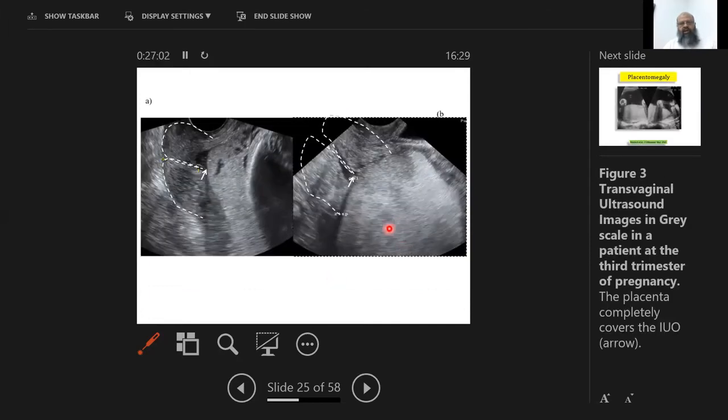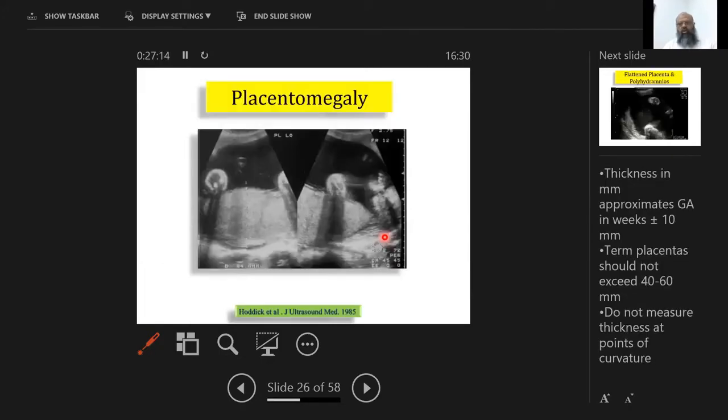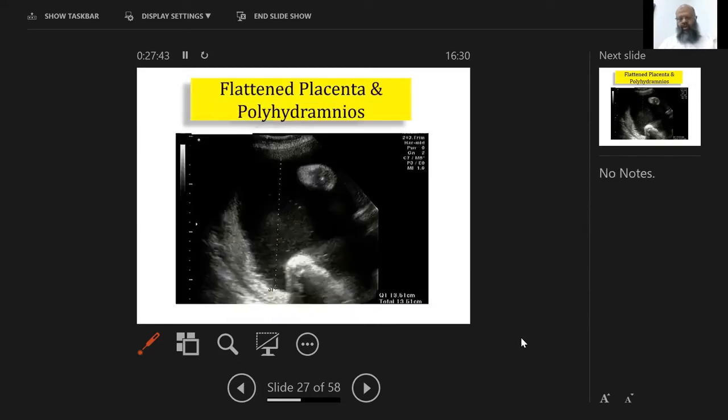So transvaginal scan of grayscale in the patient at 3rd trimester, the placenta completely covers the intrauterine os, which is the cervical os, sorry. Then is the placentomegaly, which is the thickening of the placenta. Thickness in millimeters is approximately gestational age in weeks plus minus 10 mm. So if it is 40 weeks, it can be 30 to 50 mm. If it is 30 weeks, it can be 20 to 40 mm. So term placenta should not exceed 40 to 60 mm and do not measure thickness at point of curvature.